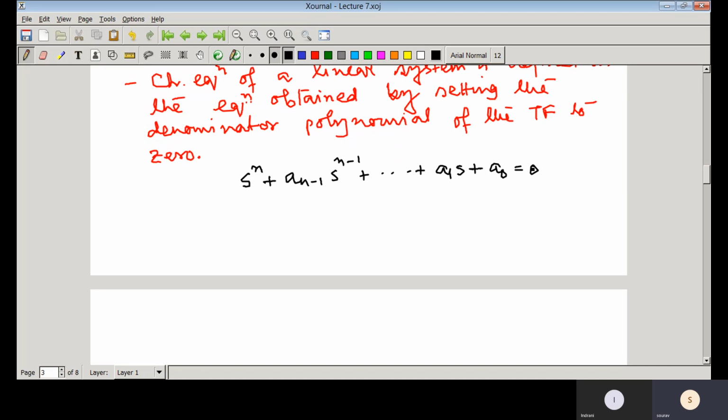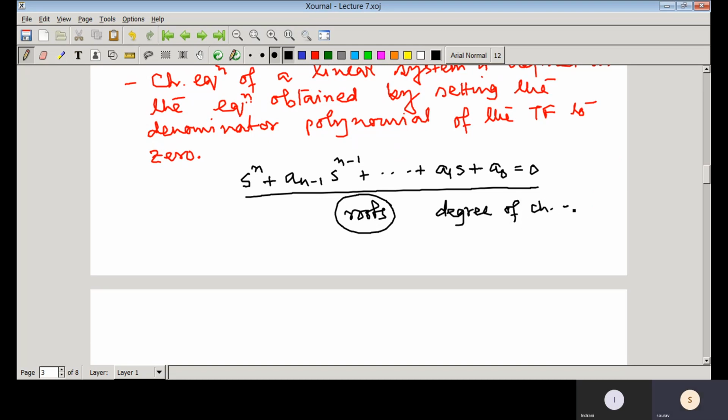So now two things are important in this case. Whenever you have the characteristic equation, it has some roots. And what is the degree of that? What is the degree of the characteristic equation? So the degree of the characteristic equation is this n.